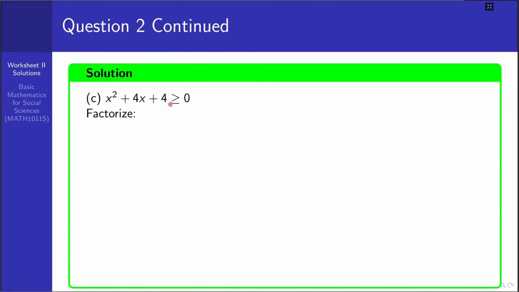So the factorized form of this expression could be (x + 2)², which is greater than or equal to 0. The square of every real number is positive, or simply it becomes 0 whenever x is exactly equal to -2.